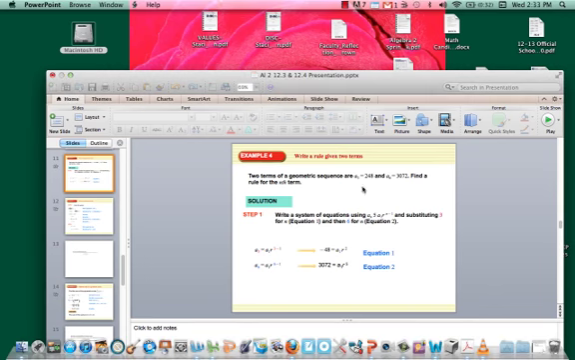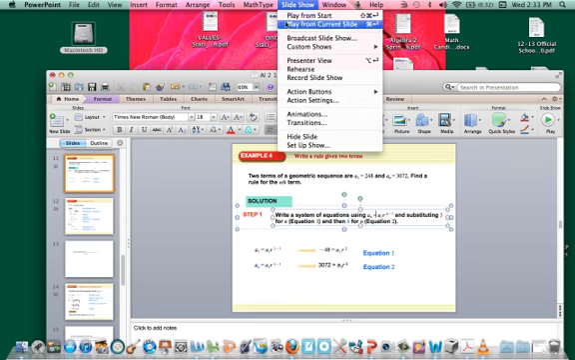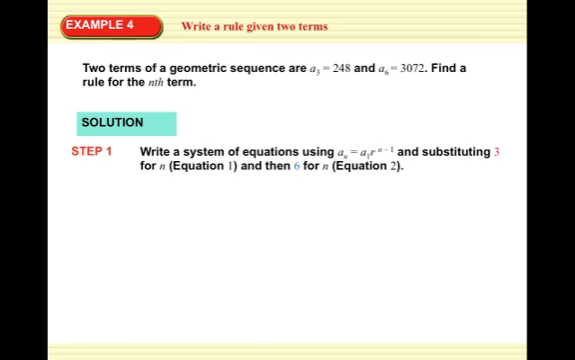All right, we're going to write a system of equations using AN equals, a little typo there, let me fix that. AN equals A1 times R to the n minus 1. Substituting 3 for n and then 6 for n in equation 2. So we're going to have two equations, one for each case that they gave us. They gave us a case for the third term and a case for the sixth term.